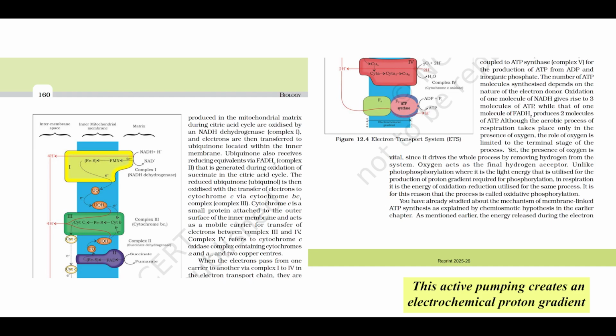This active pumping creates an electrochemical proton gradient across the inner mitochondrial membrane. This gradient is a form of stored potential energy, like water behind a dam. Protons are concentrated on one side, eager to flow back.